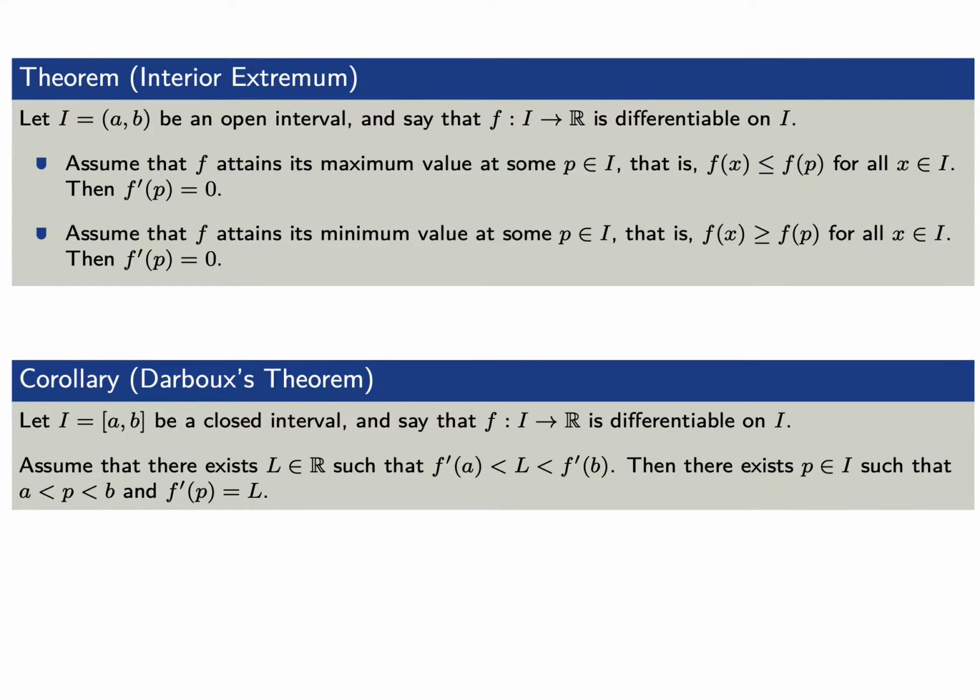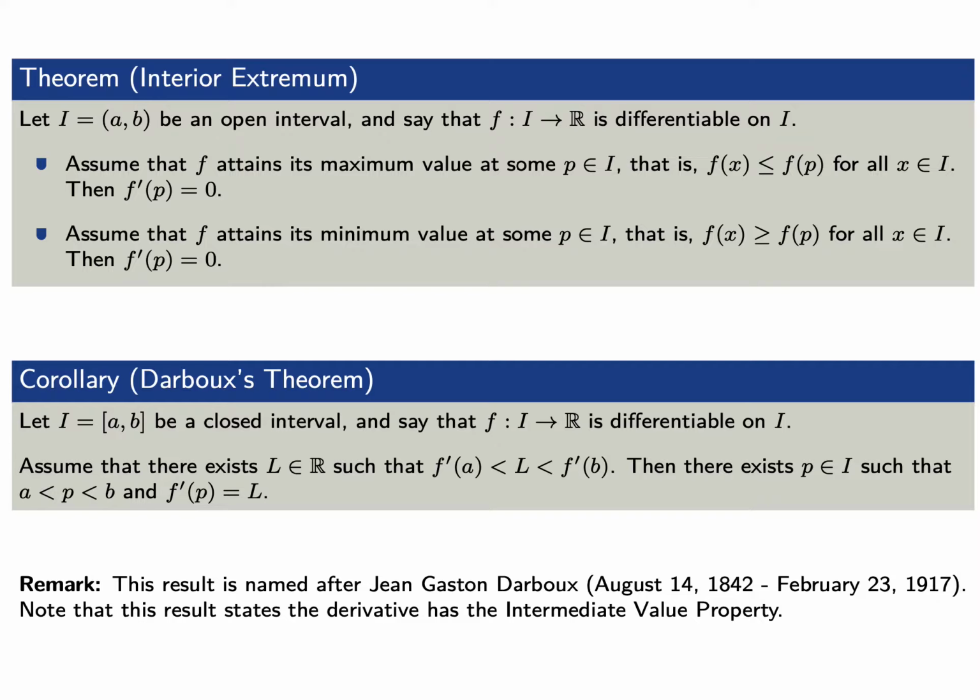As a corollary, we have Darboux's theorem. Let's say that I is a closed interval from a to b, and that f is differentiable on this closed interval. Assume that there exists some L such that f prime of a is less than L is less than f prime of b. Then there exists a point p such that p is in the interior, that is, p is between a and b but not equal to, and f prime of p equals L. This result is named after the French mathematician Jean-Gaston Darboux, and sometimes we say that the derivative has the intermediate value property.